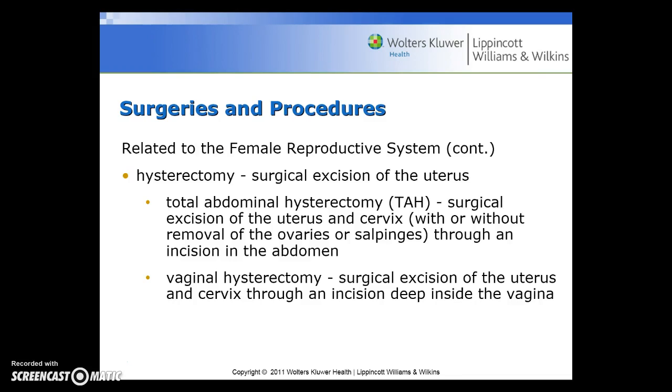Additional related surgeries and procedures for the female reproductive system include a hysterectomy, and that's a surgical excision of the uterus. There's two types: a total abdominal hysterectomy, a TAH, which is the surgical excision of the uterus and cervix with or without the removal of the ovaries and the salpinges, and that's through an incision in the abdomen. There's also a vaginal hysterectomy, and that's the surgical excision of the uterus and cervix through an incision deep inside the vagina.